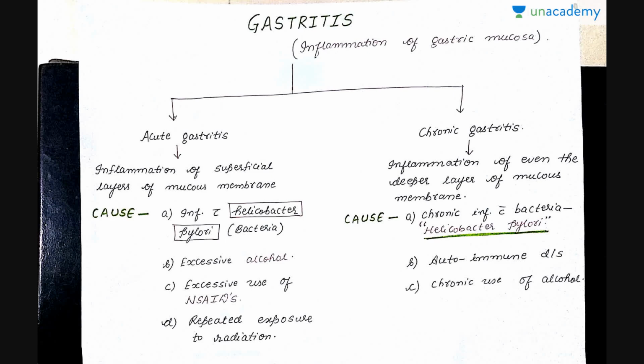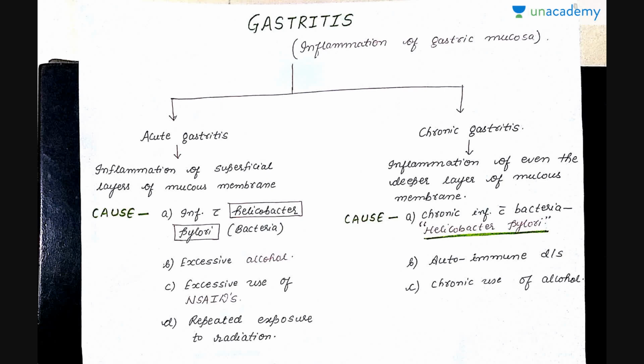Acute means simply the inflammation of the superficial layer of the mucous membrane. The cause for this acute gastritis can be infection with Helicobacter pylori. This Helicobacter pylori is a type of bacteria that causes acute gastritis. The other causes can be excessive alcohol, excessive use of NSAIDs, or repeated exposure to radiation. That's all for acute gastritis.